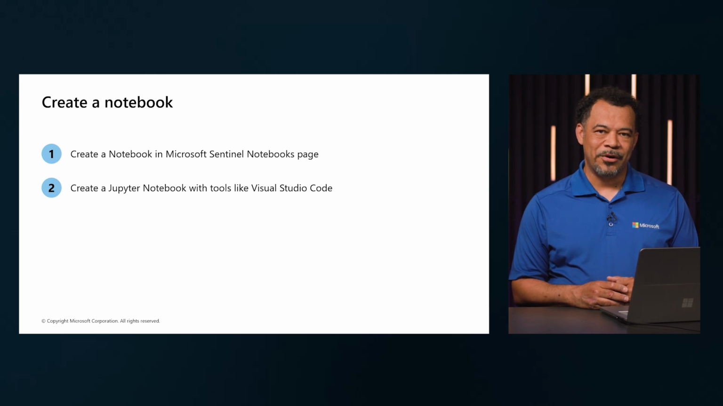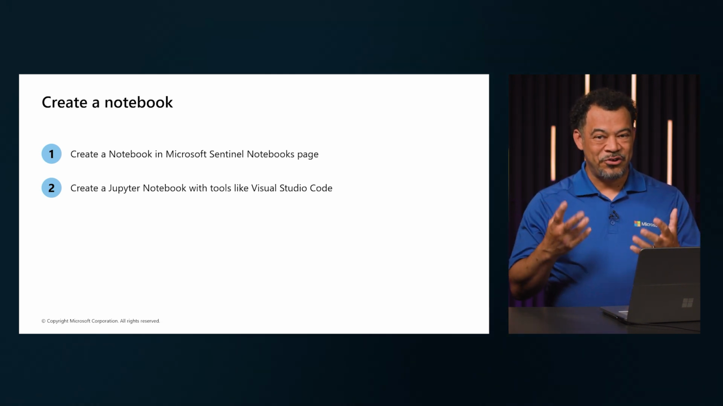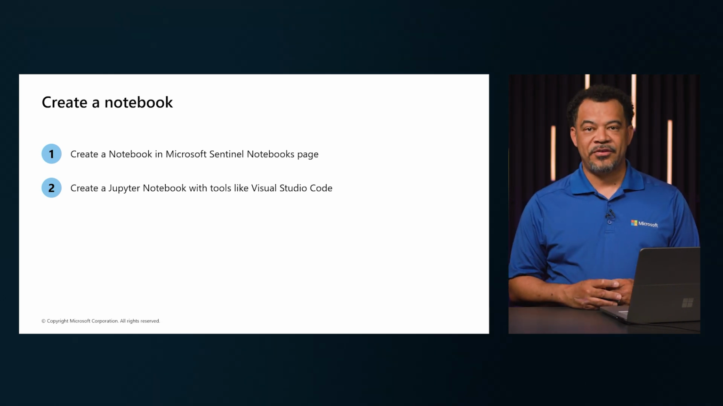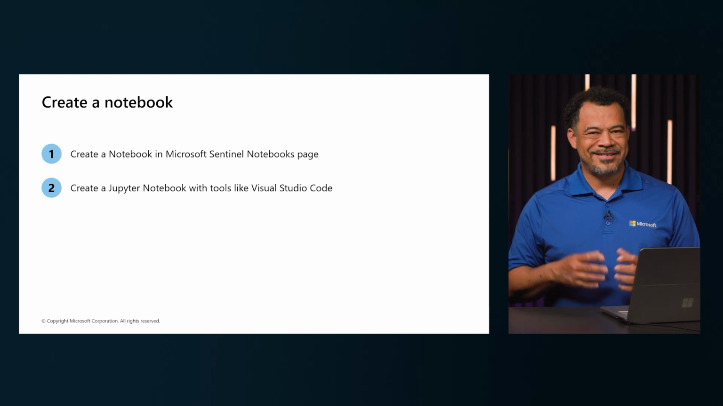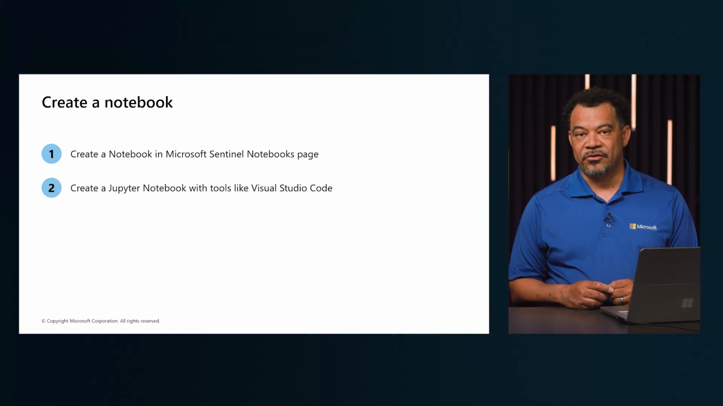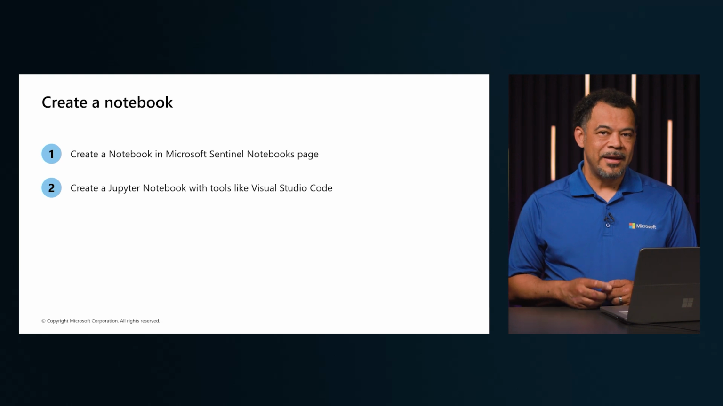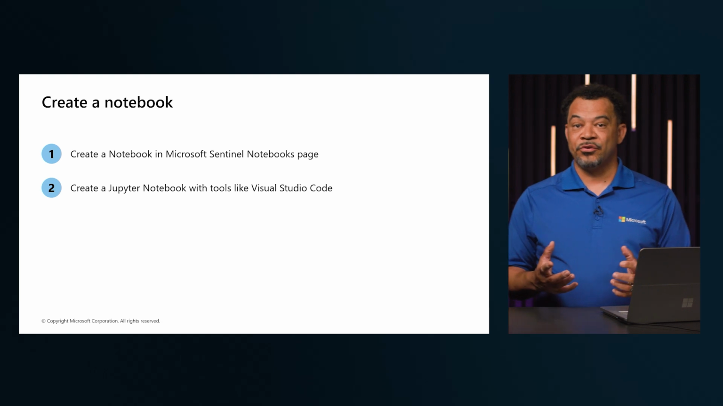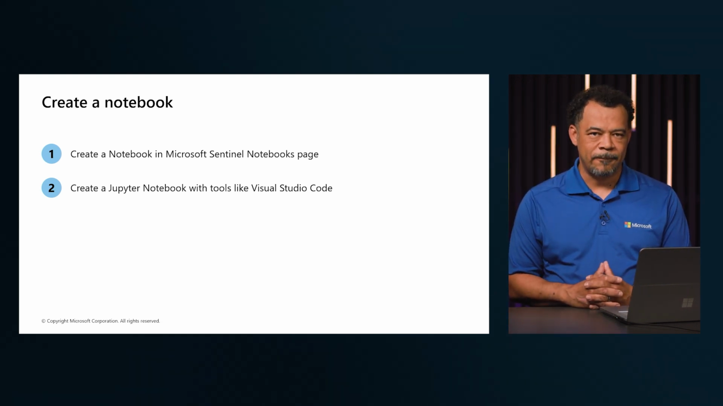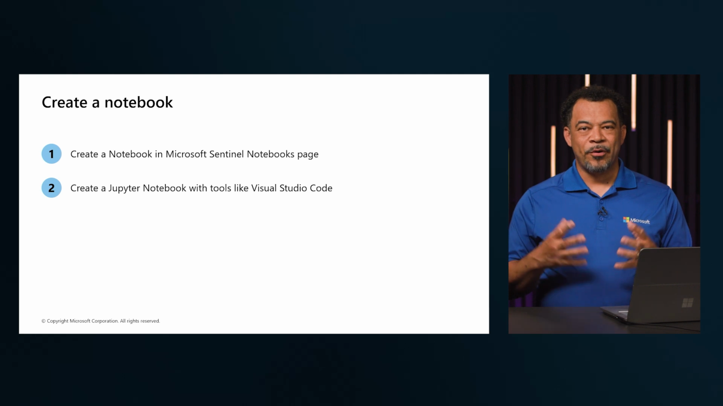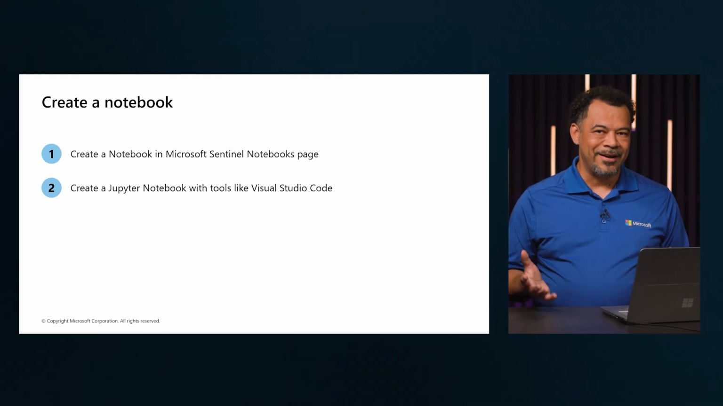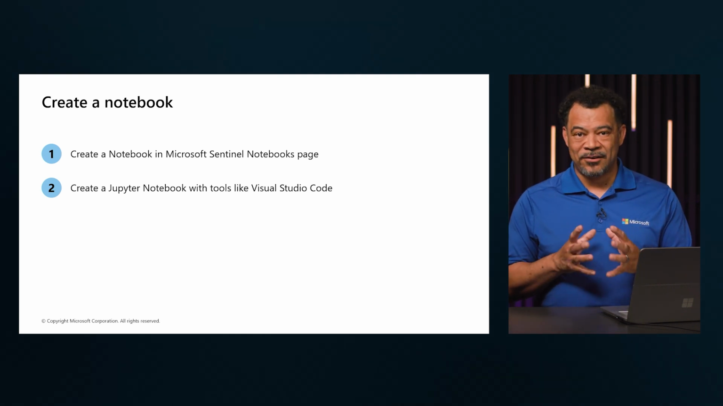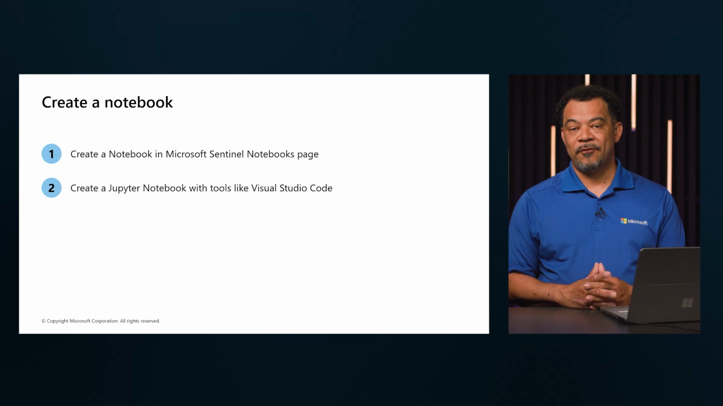To get started with notebooks in Microsoft Sentinel, you'll have two main options. First, you can create a notebook directly from the Sentinel Notebooks page, which integrates seamlessly with your workspace and data sources. Alternatively, if you prefer a local development environment, you can use tools like Visual Studio Code to build a Jupyter Notebook. Both approaches support advanced data analysis, threat hunting, and automation workflows. Choose the method that best fits your workflow and technical preferences.